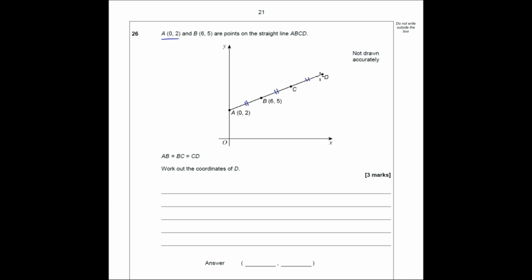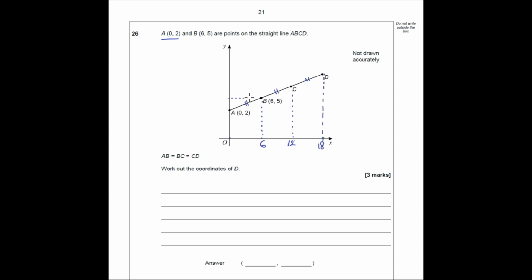What is D now? Okay, let's take the coordinates of each of them. B has 6, 5, that means it is 6 here, and A has 0 here. From 0 to 6, the x-coordinate of C should be the same distance. 0 to 6 is 6, and then from 6 it must be 12. From 12, with the same distance, we have to make it 18. So it should be 18.